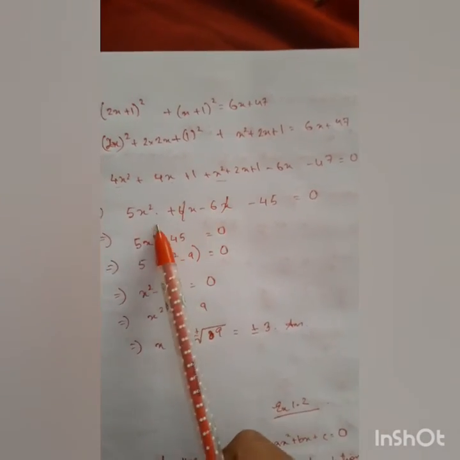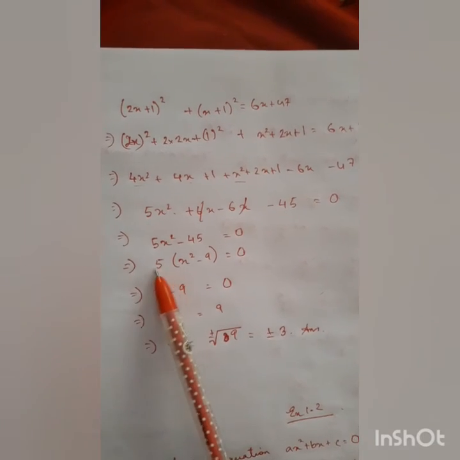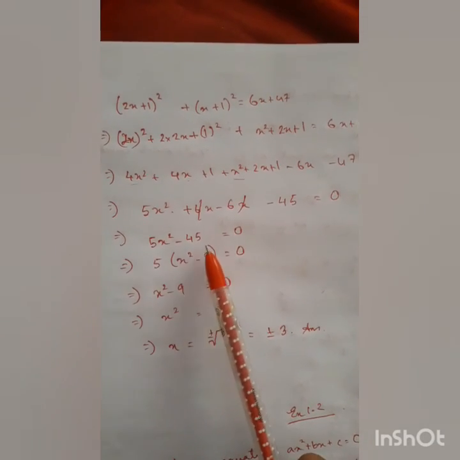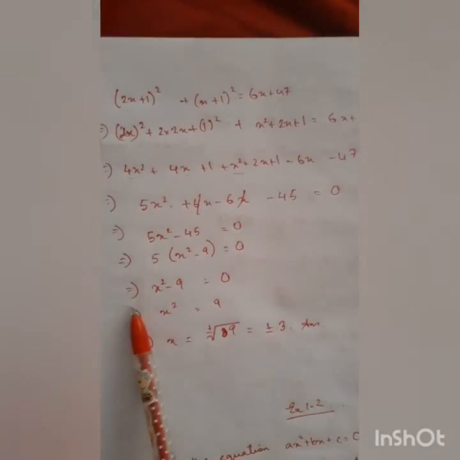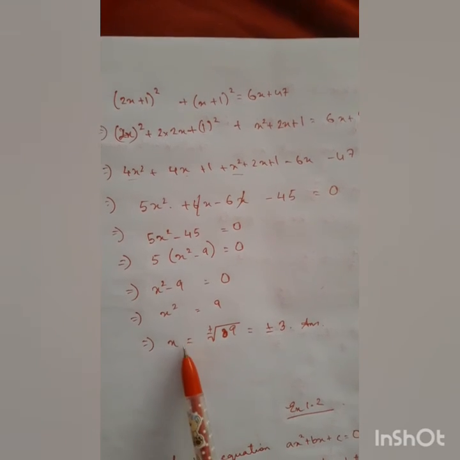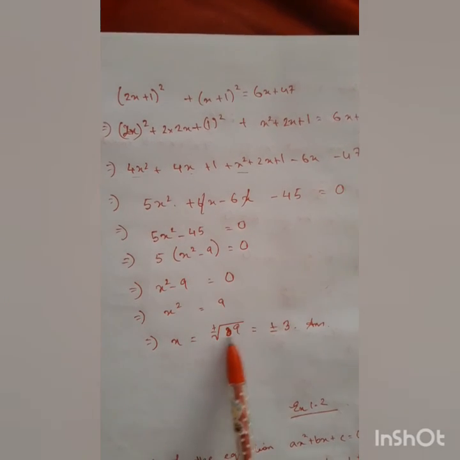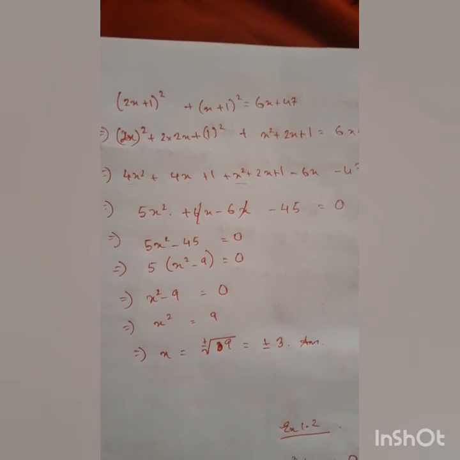I have brought all the terms to the left hand side. See, I have just simply calculated and it is coming out in simplified form as 5x square minus 45 equals to 0. So 5 whole into x square minus 9 equals to 0. So x square minus 9 equals to 0. X square equals to 9. So x equals to plus minus root over of 9, which is equals to plus minus 3. So this is our answer. So I hope you have understood the concept, children.